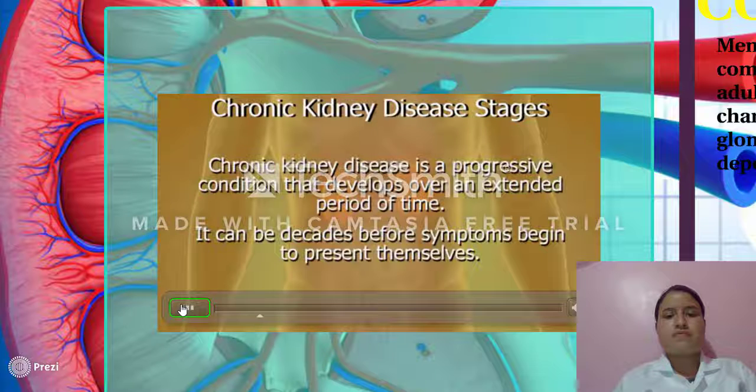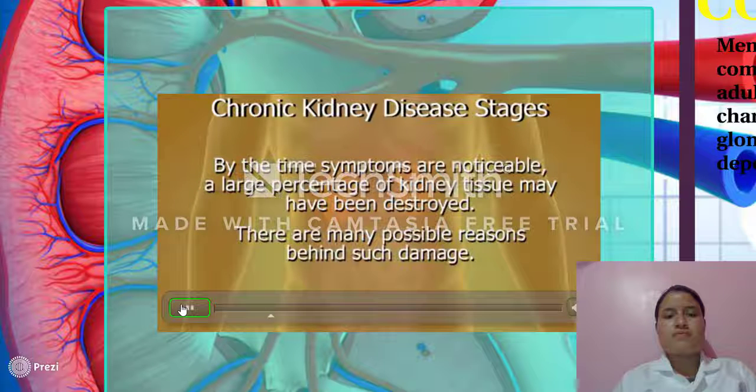Chronic kidney disease is a progressive condition that develops over an extended period of time. It can be decades before symptoms begin to present themselves. By the time symptoms are noticeable, a large percentage of kidney tissue may have been destroyed. There are many possible reasons behind such damage.